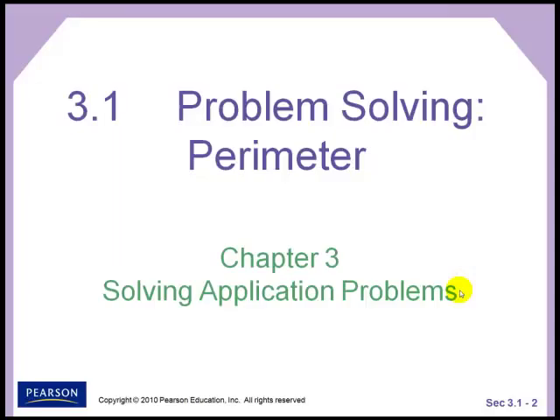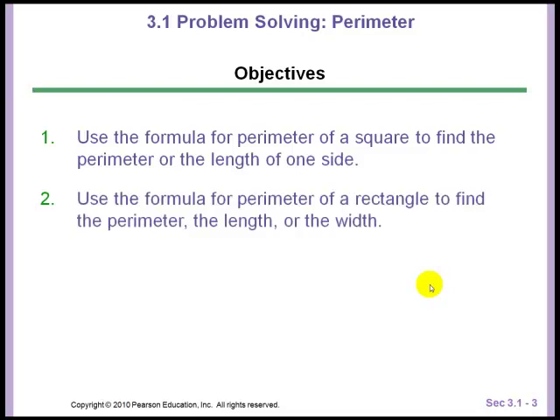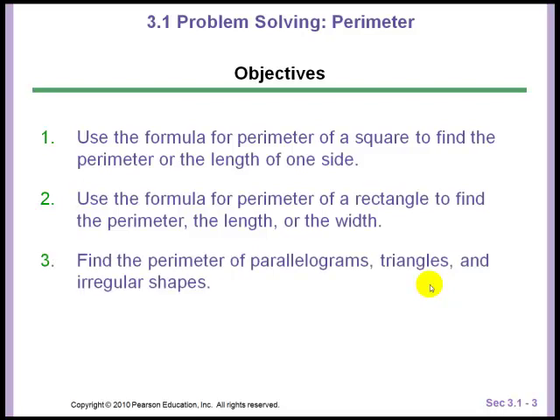Today we are doing section 3.1, problem solving with perimeter. Our objectives. 1. To use the formula for perimeter of a square to find the perimeter or the length of one side. 2. To use the formula for perimeter of a rectangle to find the perimeter, the length, or the width. And 3. To find the perimeter of parallelograms, triangles, and irregular shapes.